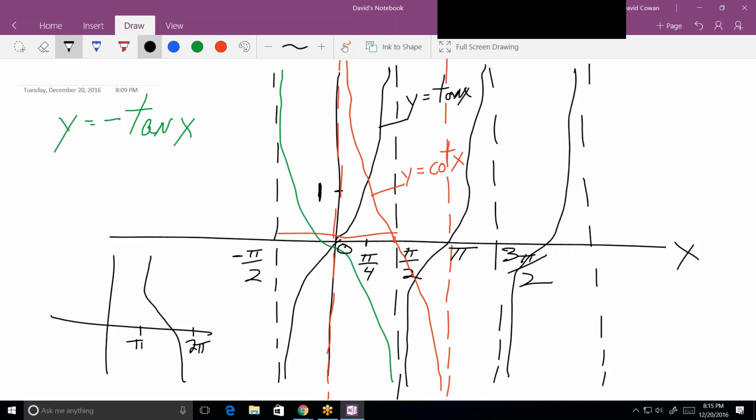So their asymptotes are 90 degrees shifted from one another. So that's how you tell the difference between a minus tangent curve and a cotangent curve, is the x-axis.